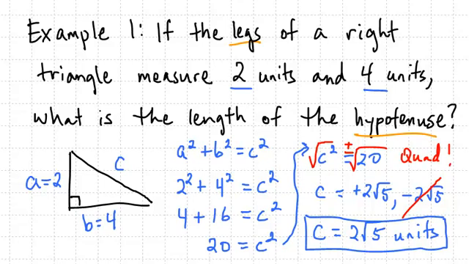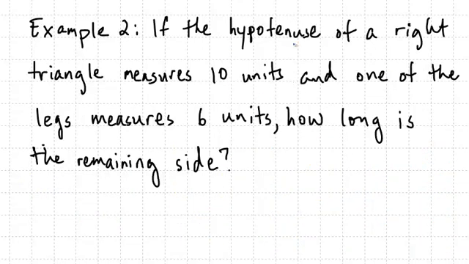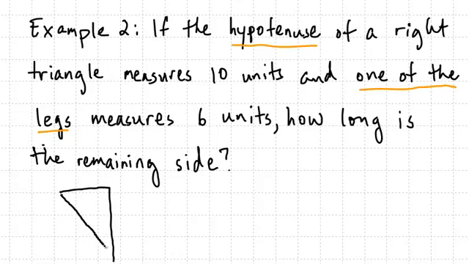Alright, let's look at a different example. If the hypotenuse of a right triangle measures 10 units and one of the legs measures 6 units, how long is the remaining side? Okay, just to switch it up a bit, I'm going to draw the right triangle a little differently, just so we can get used to labeling triangles and figuring out which side is which.